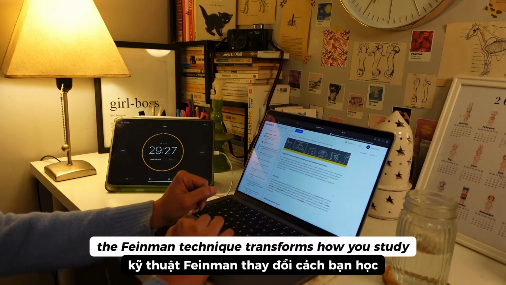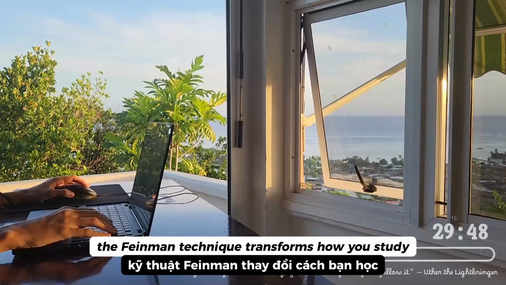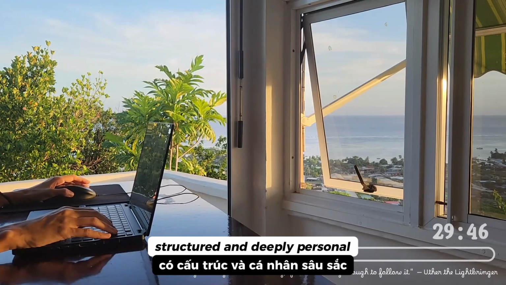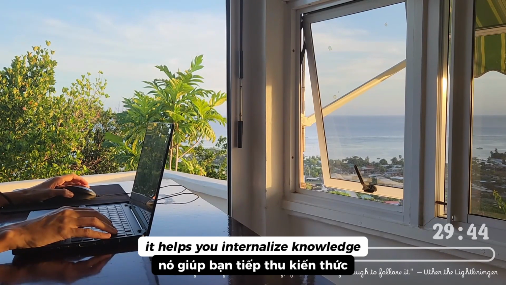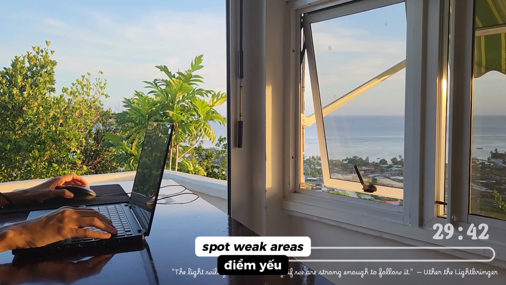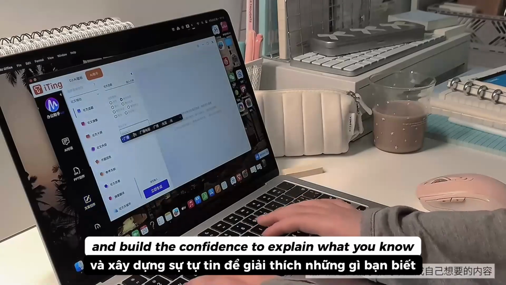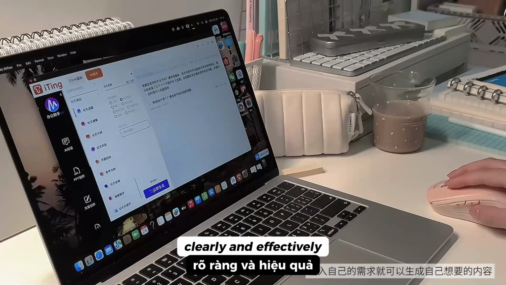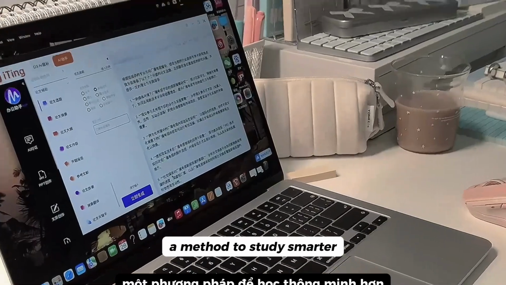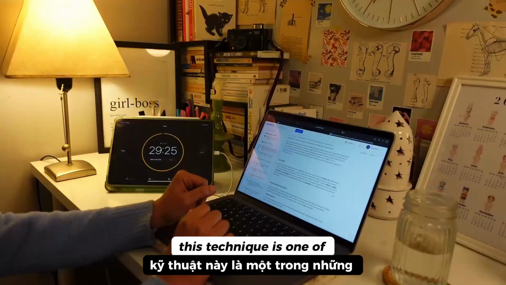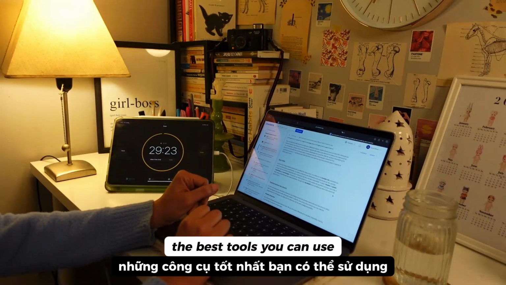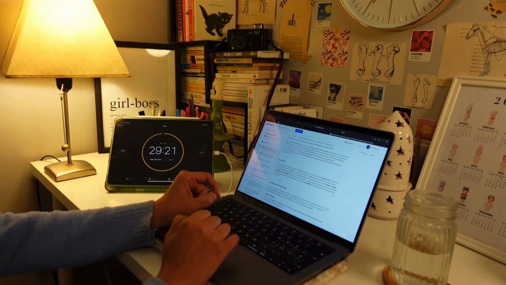In summary, the Feynman technique transforms how you study by making learning active, structured, and deeply personal. It helps you internalize knowledge, spot weak areas, and build the confidence to explain what you know clearly and effectively. If you're looking for a method to study smarter, not harder, this technique is one of the best tools you can use.